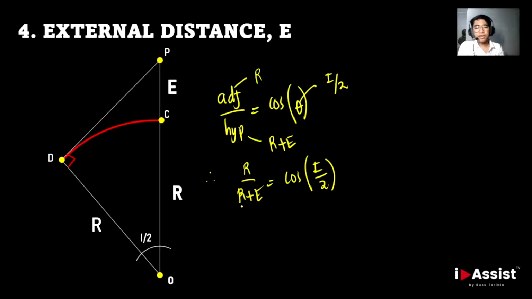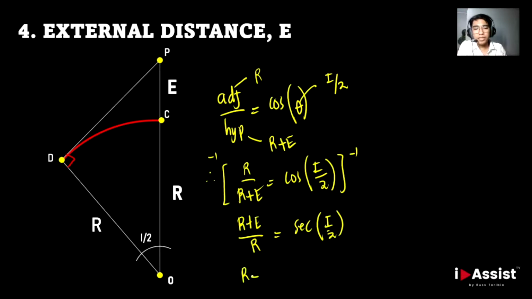That's it. Now, simplifying further, pag binaliktad natin ito, okay? Balik na rin natin yung buong equation, raise natin to negative 1. So, mapupunta sa numerator yung R plus E, ito sa ilalim, tapos ito magiging ano? Ano ang kabaliktaran ng cosine? Hindi arc cos, ha? Ano ang reciprocal ng cosine? That is secant of I over 2. Okay? So, R plus E is equal to R secant of I over 2.